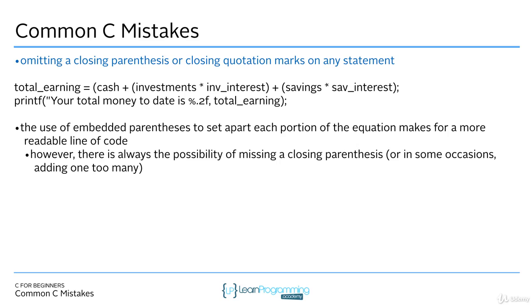So when you're using parentheses to set apart each portion of an equation, it makes for a more readable line of code. You want to use parentheses. However, you want to make sure they all match. You start a parenthesis, you have to have an ending closing parenthesis. The same with curly braces. You start a curly brace, it has to have an ending curly brace. So either you have too many or you have too few, but the compiler is going to complain, and this is very, very common.